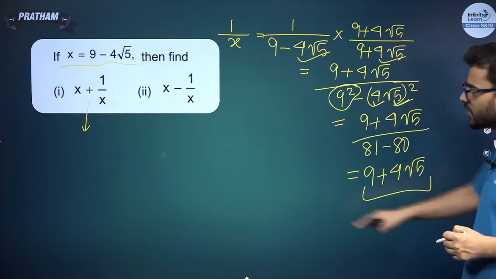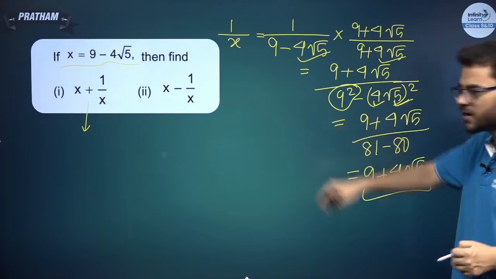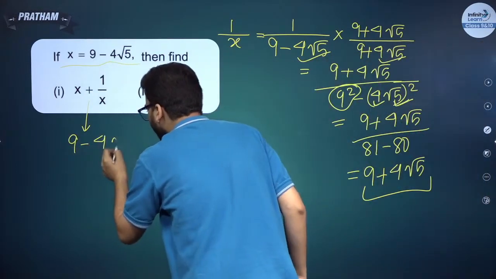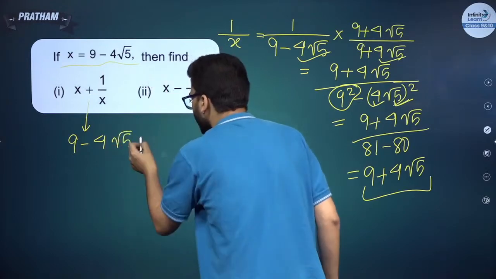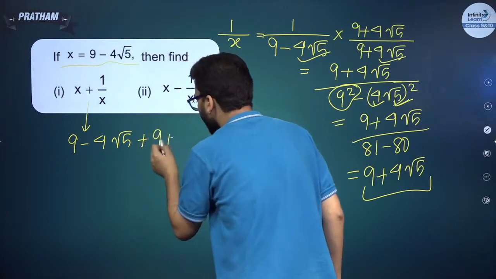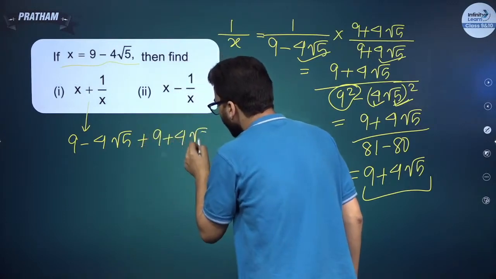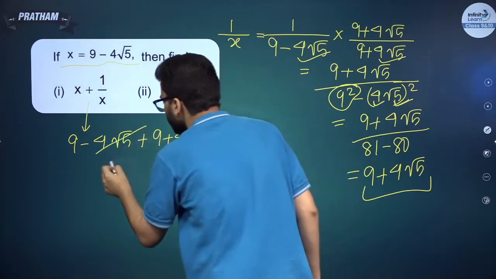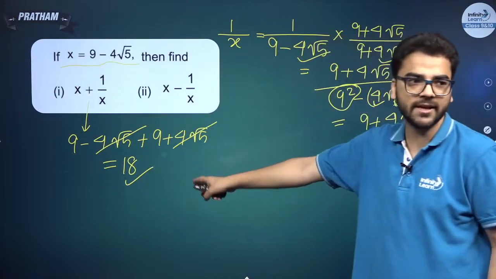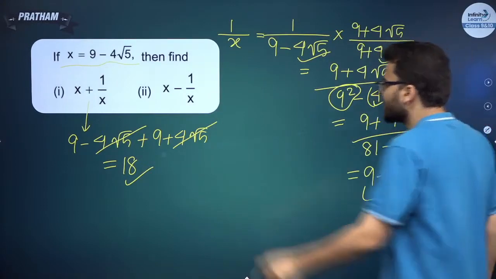So the first part of the question is we have to find the value of x plus 1 by x. So x is already 9 minus 4 root 5, and the value of 1 by x we have got to be equal to 9 plus 4 root 5. So you see we can cancel out this. So x plus 1 by x is 9 2s are 18. First part of the question is 18. Very good, Aishwarya. And what about the second part over here?